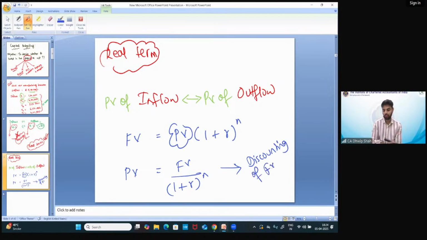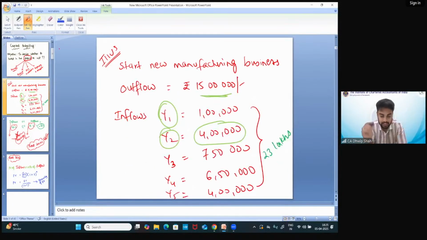This formula is called discounting of future value because, let's say, 5 lakh rupees you are getting at the end of 3 years. So that 5 lakh will not be worth 5 lakh today. The 5 lakh at the end of 3 years would not be worth 5 lakh today. It would be at some discounted value. Are you getting this? So just transposing the formula, present value is nothing but future value divided by (1 plus r) raised to n.